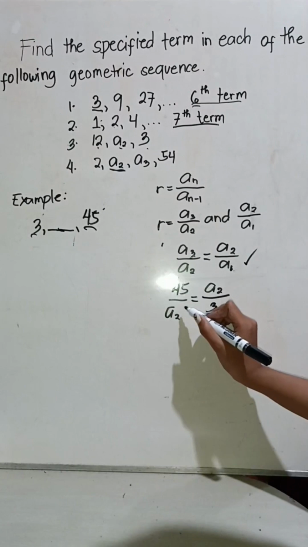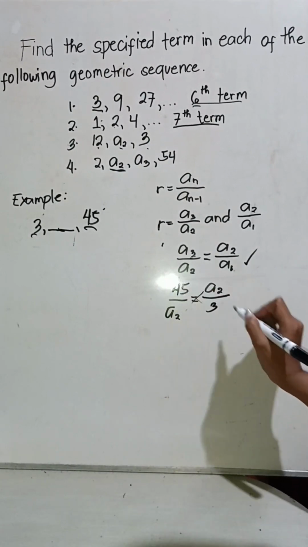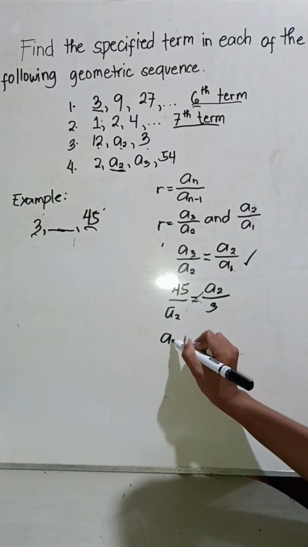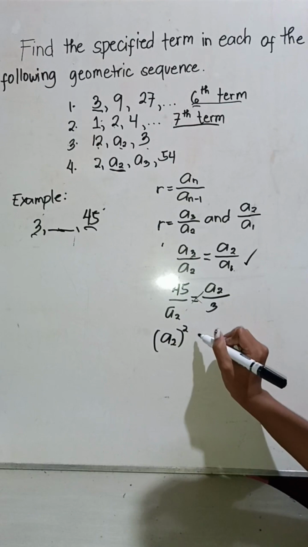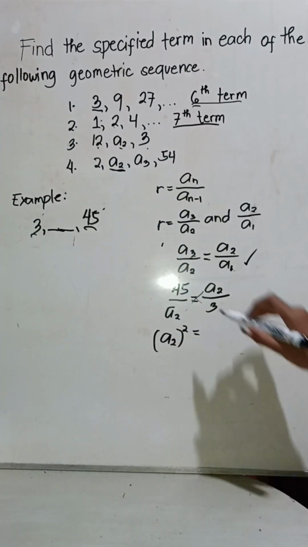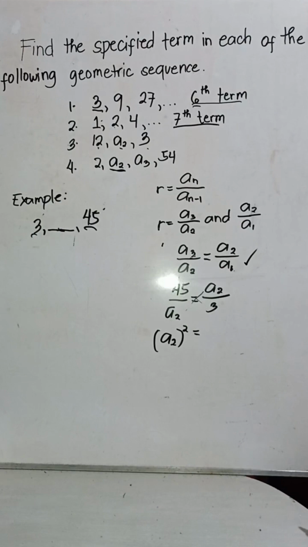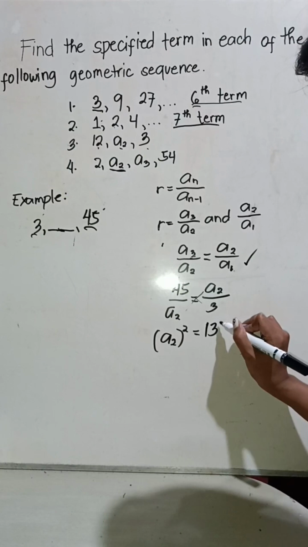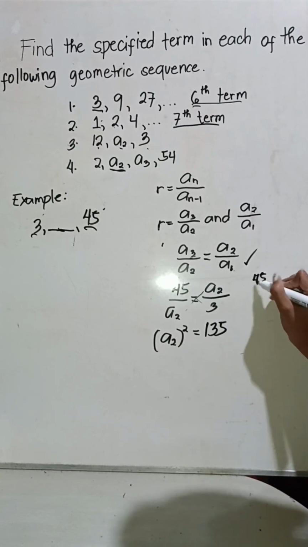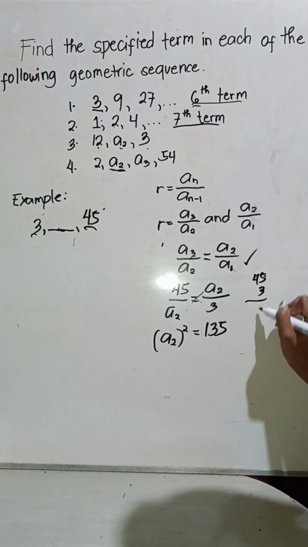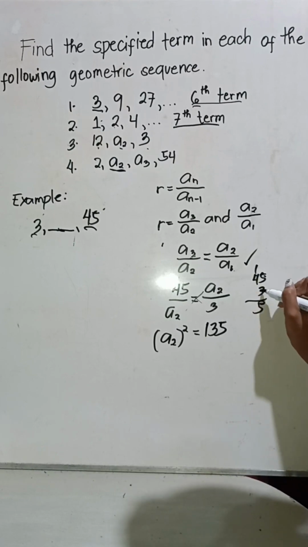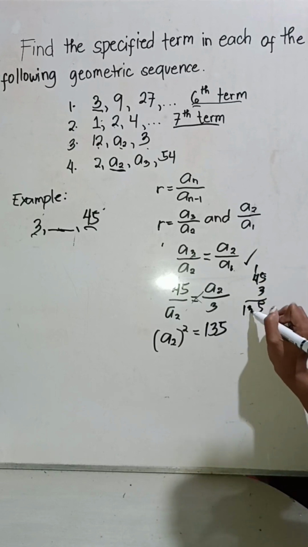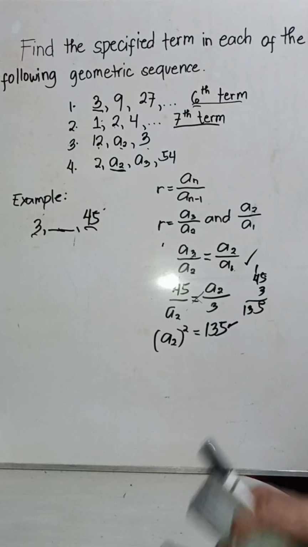Same ganiha, cross multiplication gihapon. So, a sub 2 times a sub 2, we have a sub 2 squared is equals to 45 times 3. So, we have 135. Diba? 45 times 3. 3 times 5, 15. Carry 1, 3 times 4 is 12 plus 1, 13. So, tama ni, 135.